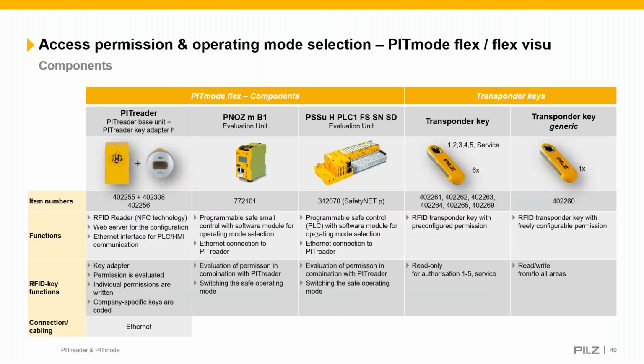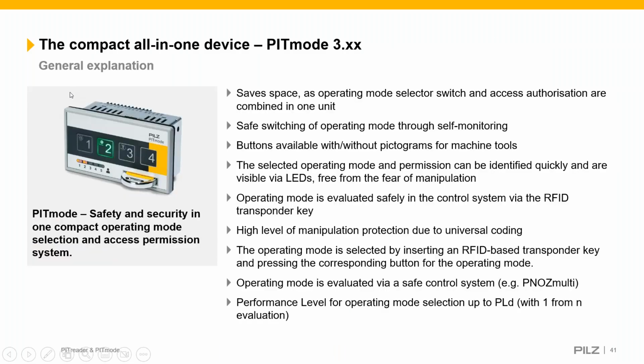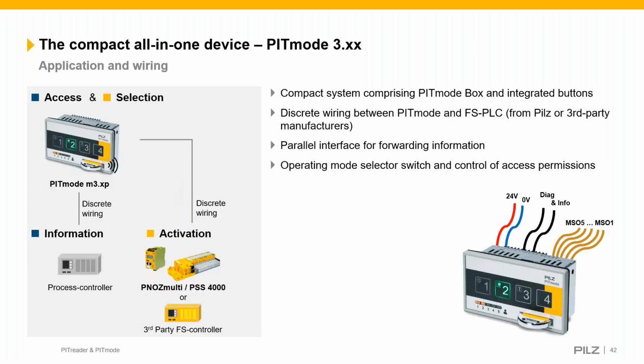Again, component parts, which I'll leave you to look at at your own leisure. We then have the compact, the original device, the Bitmode Classic. So this is really where it's combining all of the previous things that we've seen into one module. So it's your keypad, your reader, and your safe evaluation unit all in one small housing. And the connection again would either be outputted to a PLC or via a Pilz or third-party functional safety controller.